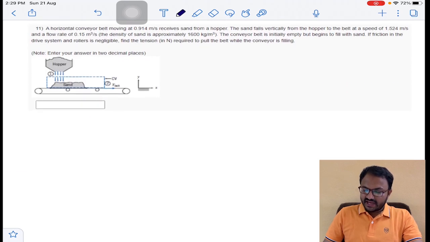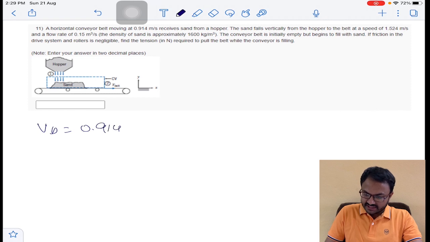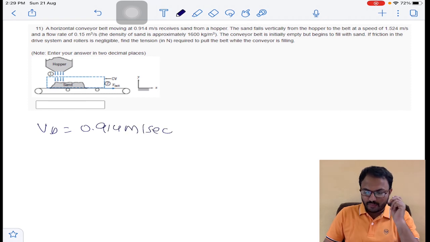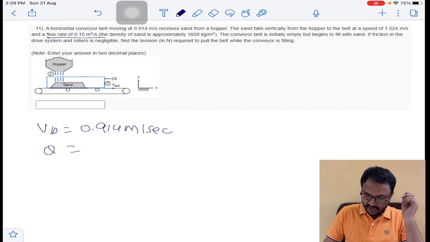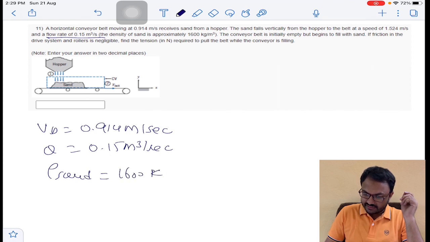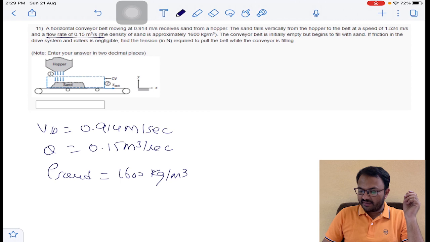Coming to question number 11. A horizontal conveyor belt moving at 0.914, so velocity of belt is equal to 0.914 meter per second, receives sand from a hopper. The sand falls with velocity 1.524 at a rate, so discharge Q is equal to 0.15 meter cube per second. The density of sand, rho sand, is equal to 1600 kg per meter cube. The conveyor belt is initially empty but begins to fill with sand. If the friction in this drive system is negligible, find the tension.